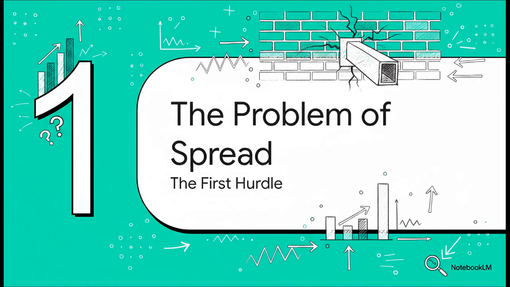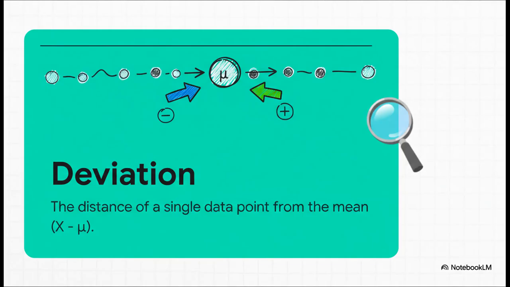Okay, so how do we put a number on this idea of spread? The first thing that comes to mind seems super obvious, but as you're about to see, it leads us straight into a mathematical wall. So your first thought, and it's a good one, is to look at the deviation for each score. It's a simple idea. Just how far is each individual score from the average?